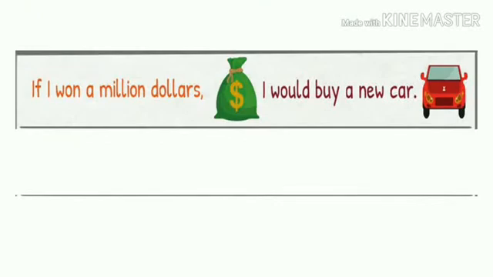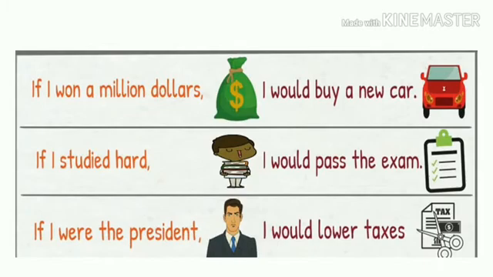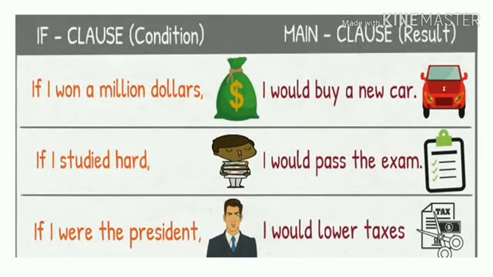Other sentences. If I won $1 million, I would buy a new car. If I studied hard, I would pass the exam. If I were the president, I would lower taxes. So these sentences are composed of if clause, condition, plus main clause, result. So the condition is if I won $1 million, the result is I would buy a new car.